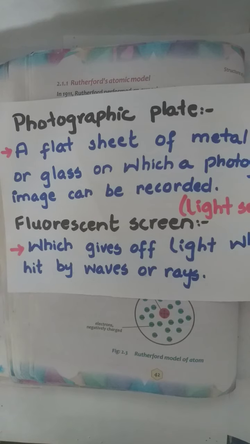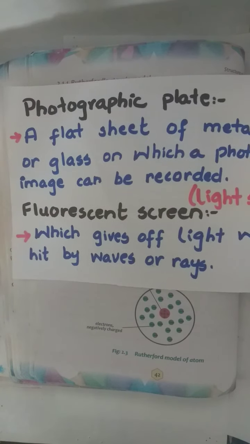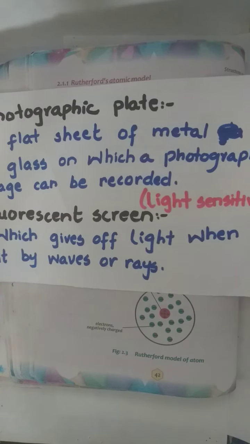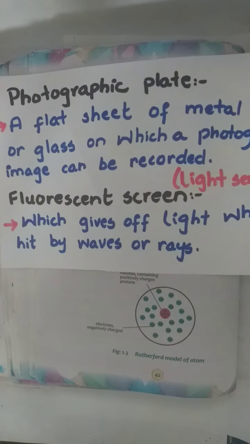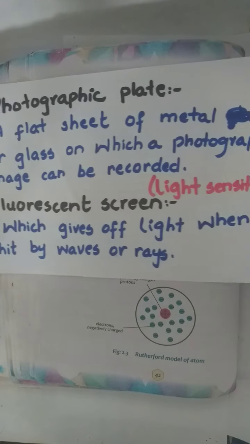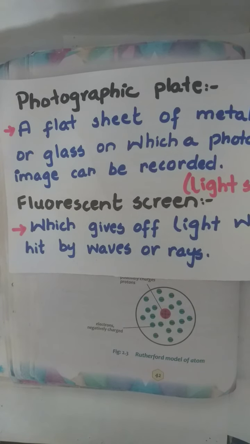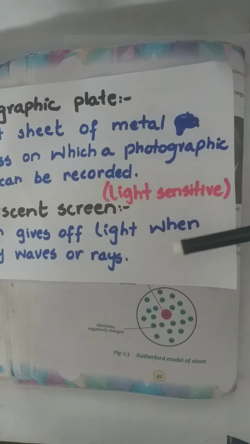So what is a photographic plate or a fluorescent screen? A photographic plate is a flat sheet of metal or glass on which a photographic image can be recorded. And a fluorescent screen gives off light when it is hit by waves or rays. Both of them are light sensitive, so when the rays hit them, they can be easily observed. Now let's see how the experiment is performed.